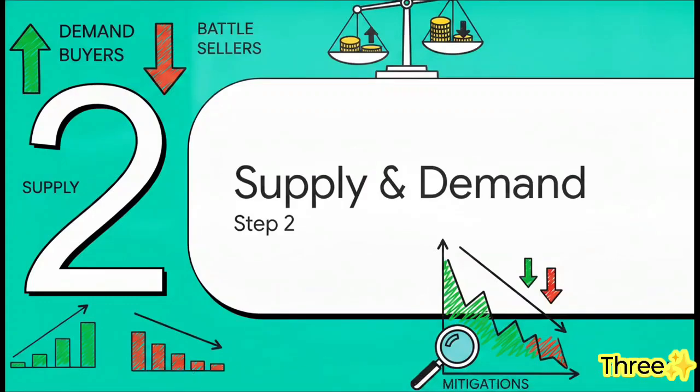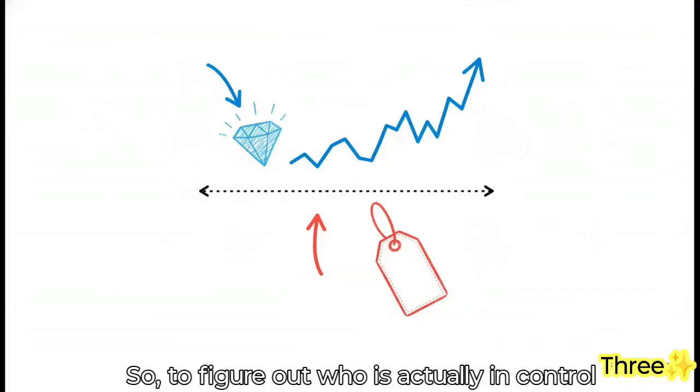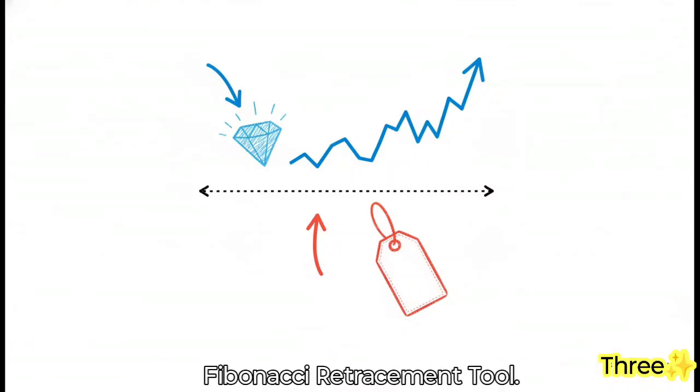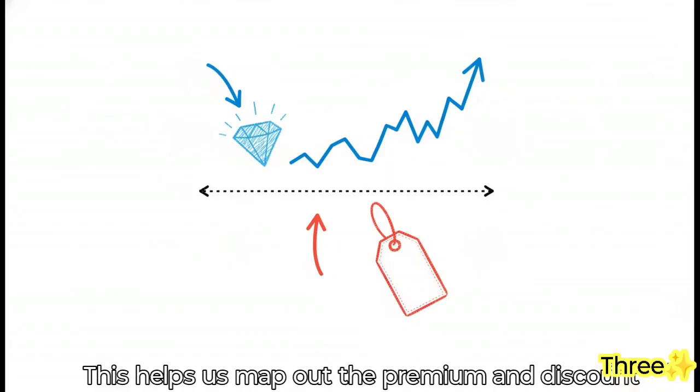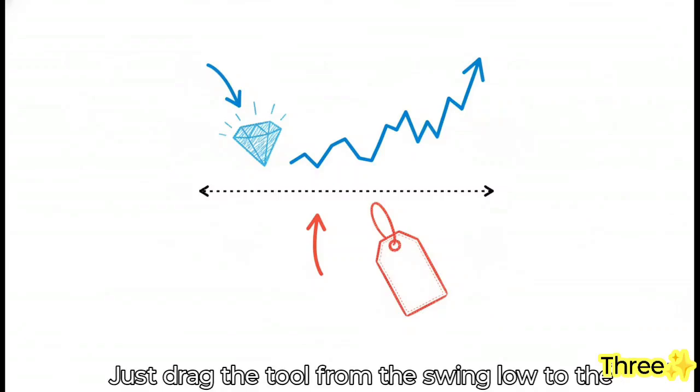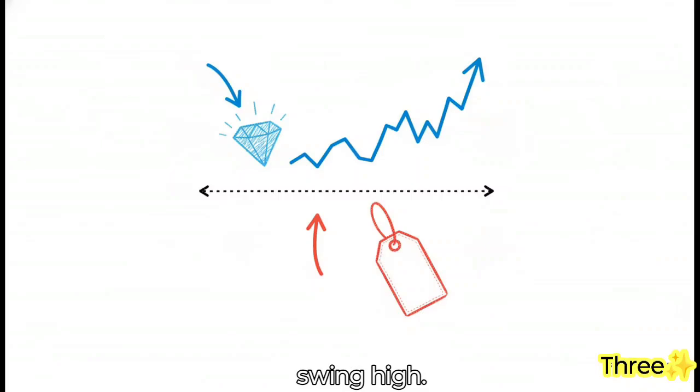Moving on to Step 2. Supply, demand, and zones. So to figure out who is actually in control of the market, buyers or sellers, we use the Fibonacci retracement tool. This helps us map out the premium and discount zones within our swing range. Just drag the tool from the swing low to the swing high. That 50% mark, that's your equilibrium.